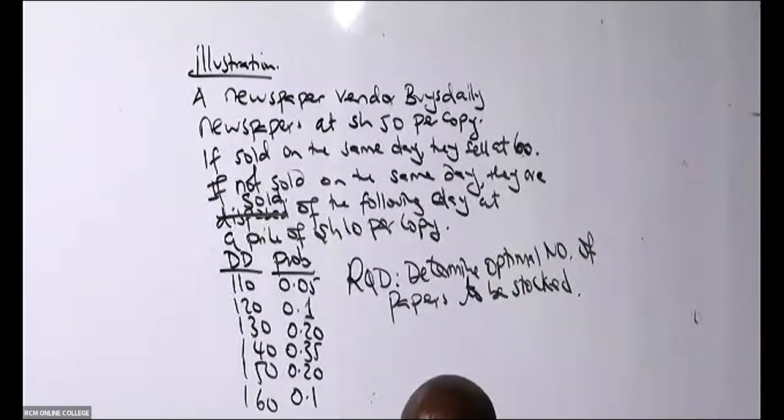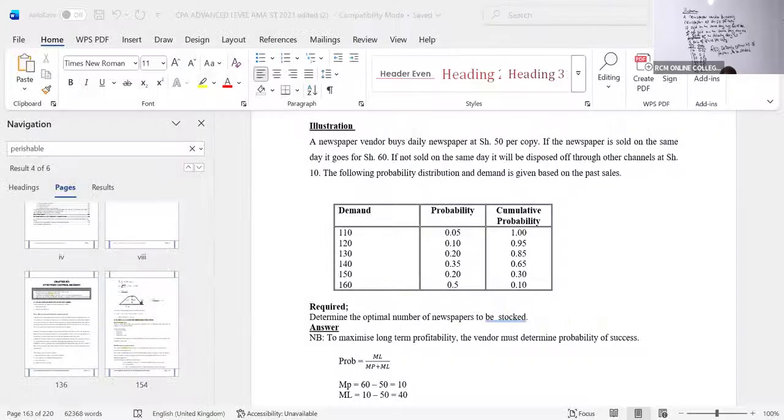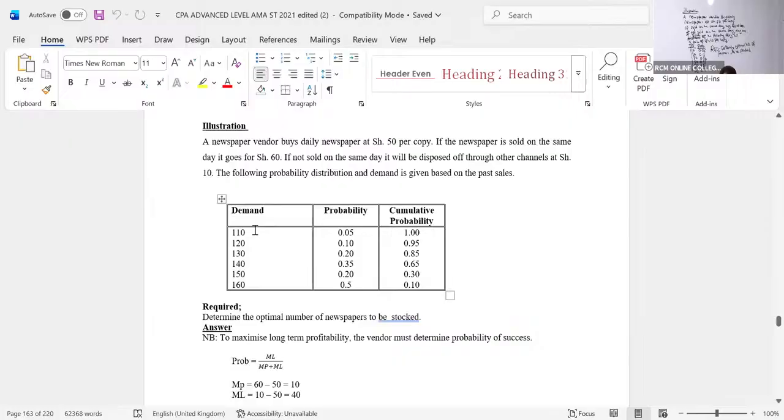They have given us the demand. So the demand is here 110, 120, 130, 140, 150, 160. Although this is supposed to be 0.1, like that. Forget about the column of cumulative probability, I'll be able to teach you. And then now they want us to determine the optimal number of newspapers to be stocked.